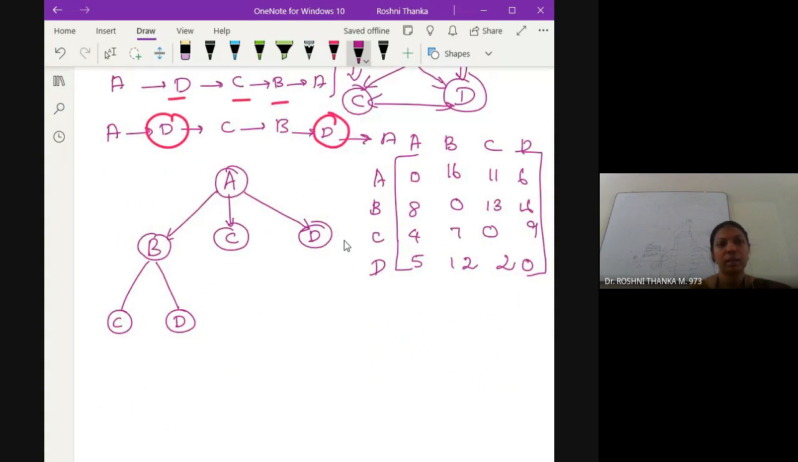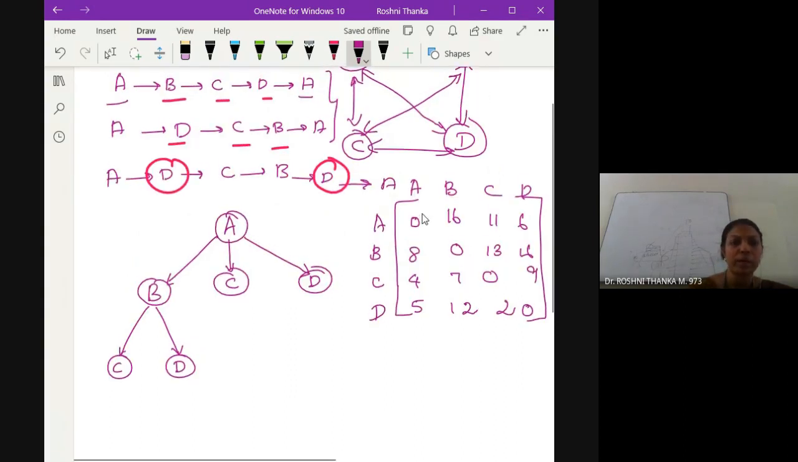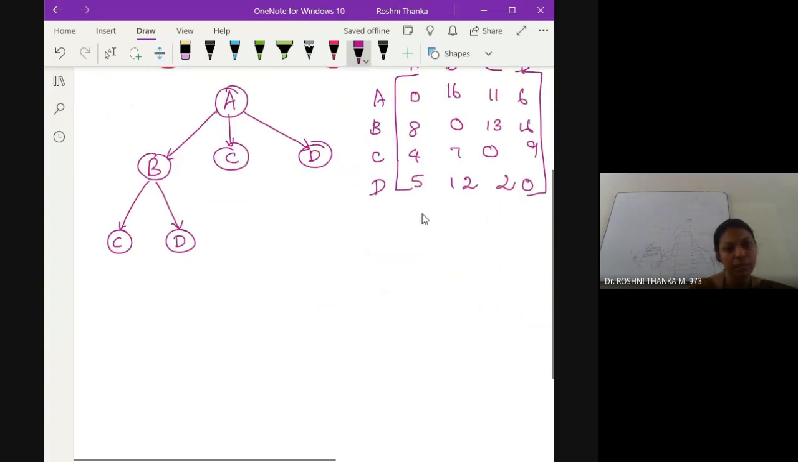And then when I come here, C. So from C, where can I go? Everything should be visited only one time. So from C, I can only go to D. Similarly, A, B, D is there, and one more city which has not been visited is C.